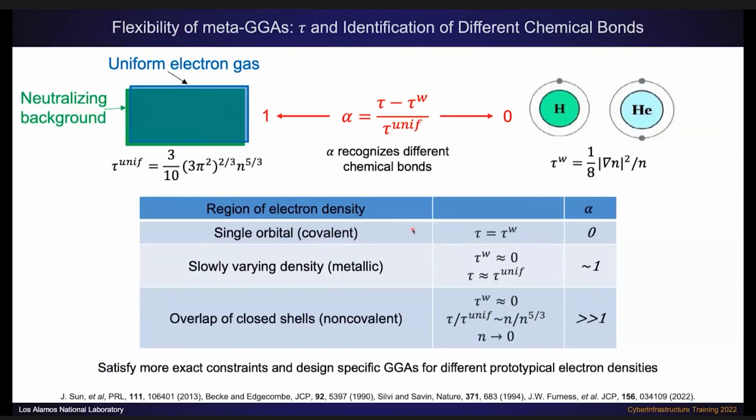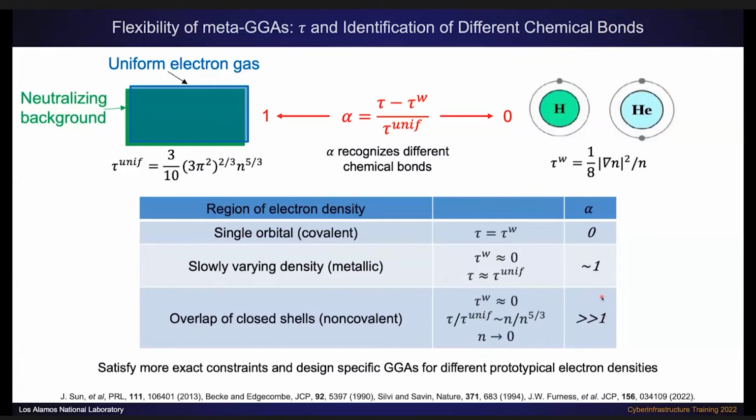Specifically, for single-orbital or covalent-type bonds, we have that tau equals tau Weizsäcker, and so alpha is 0. If we have a slowly varying density, then tau is very close to that of a uniform electron gas, and so alpha equals 1. And if we have the overlap of closed shells, so you can think about the space in between the levels of an atom, this gives us an alpha which is very much greater than 1. Because of this, we're able to identify these different environments.